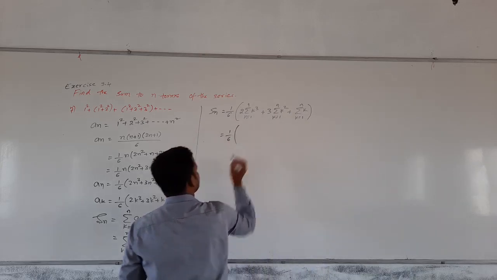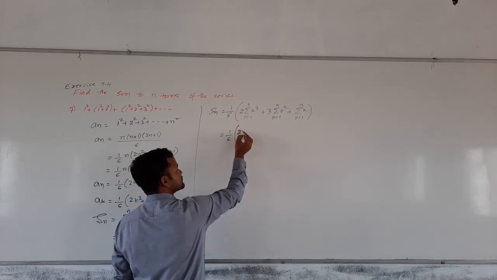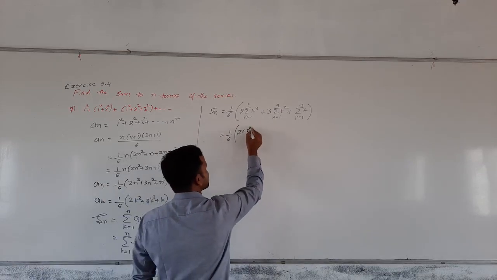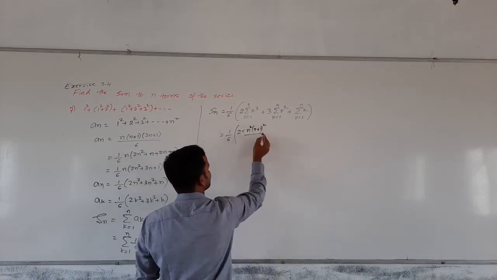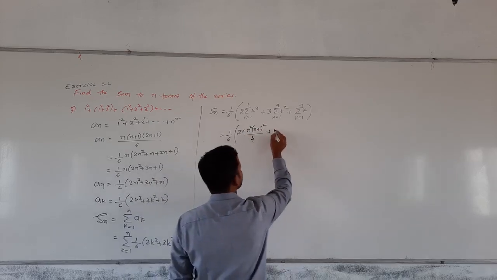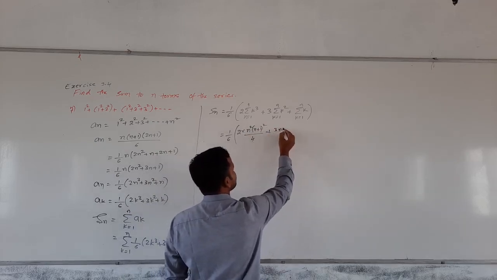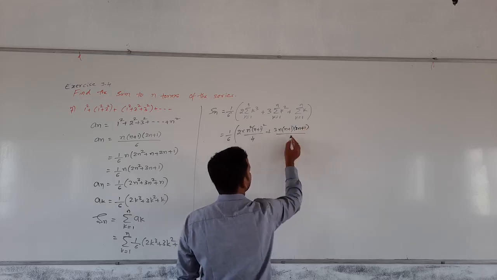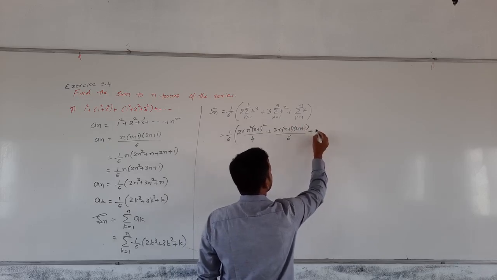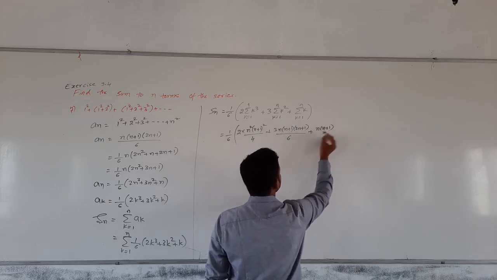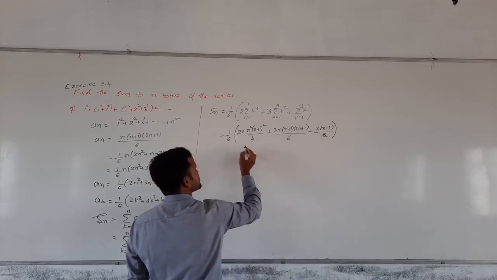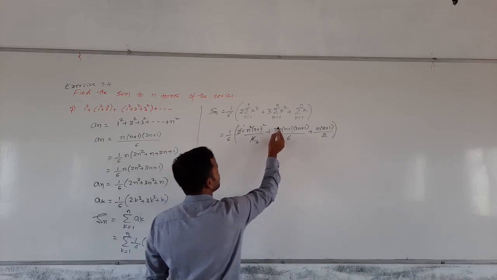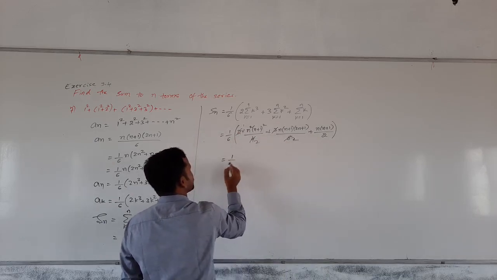1 by 6 let it be outside, 2 as it is. Summation of k cube is the sum of cubes of first n natural numbers, which can be written as n square into n plus 1 whole square divided by 4, plus 3 into summation of k square, which is n into n plus 1 into 2n plus 1 whole divided by 6, plus summation of k, which is n into n plus 1 by 2. You can cancel: 2 and 4 have the common factor 2, 2 1 za 2, 2 2 za 4, 3 1 za 3, 3 2 za 6, and 1 by 6 as it is.